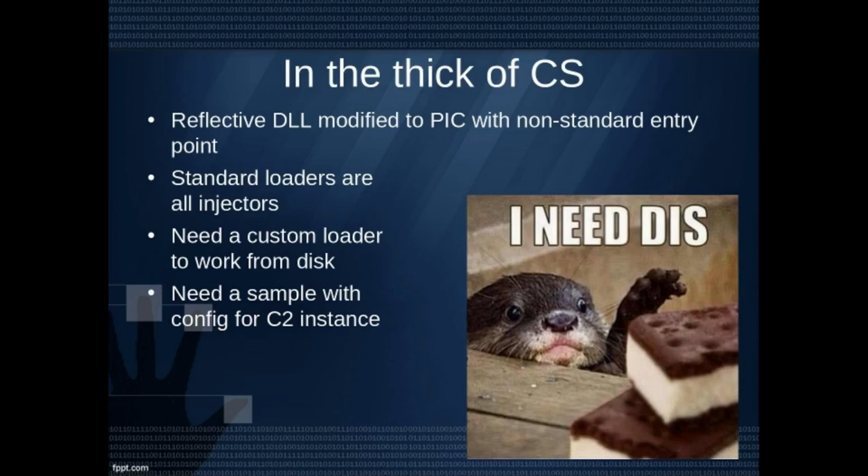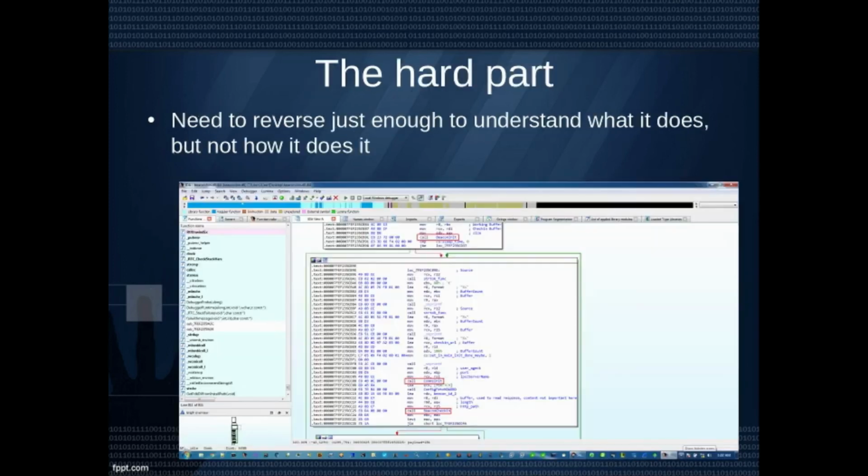So all of the standard loaders that come with Cobalt Strike are injectors, so we can't just use it as is. In this case, I needed to go create a simple wrapper for it, which allows us to run it from disk. It doesn't inject into a new section, and any comments we make, functions we rename, we can keep those and continue our analysis. In this case, because all of the configurations for Cobalt Strike are stored within the sample itself, we do need a valid sample of the implant that the attacker is using against us.